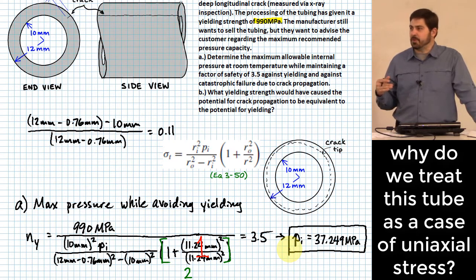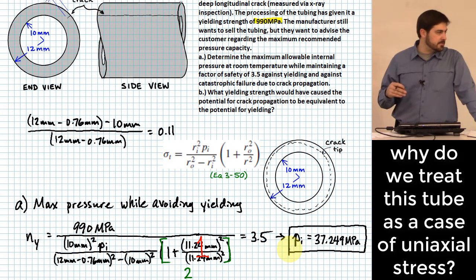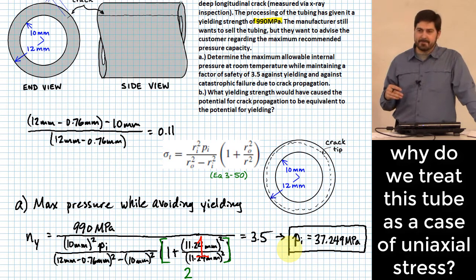Some of you may have thought of that. Some of you might not have. But I did that on purpose. Why do you think I'm assuming this is like a state of uniaxial stress? There's kind of two reasons. The first one is it very well might be in uniaxial stress, okay?